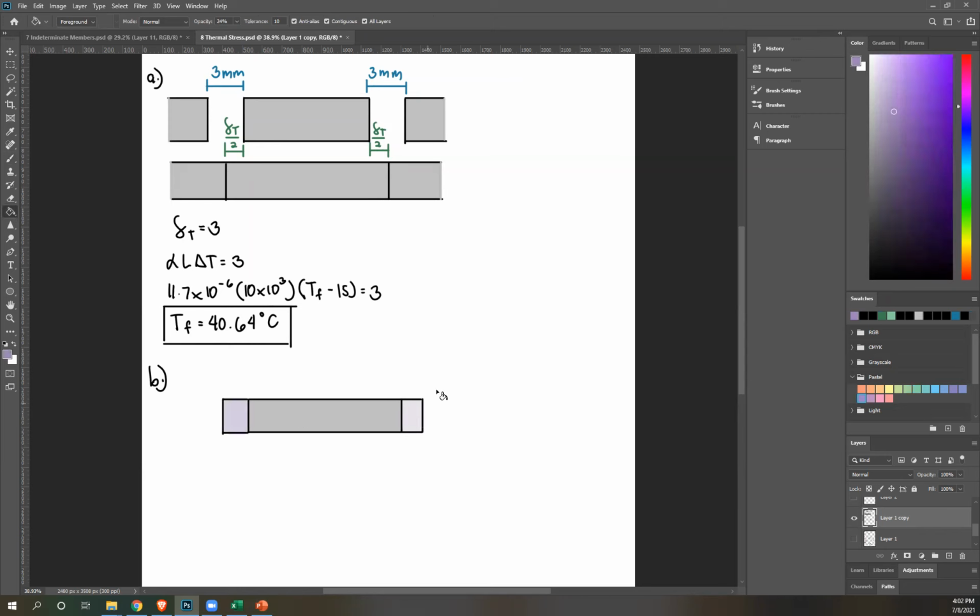So again, the expansion is equal, and this is expansion due to an increase in temperature. So again, equally distributed on each side. So this is delta T over 2, delta T over 2. And then the next step is to apply loads so that this goes back to its original position.